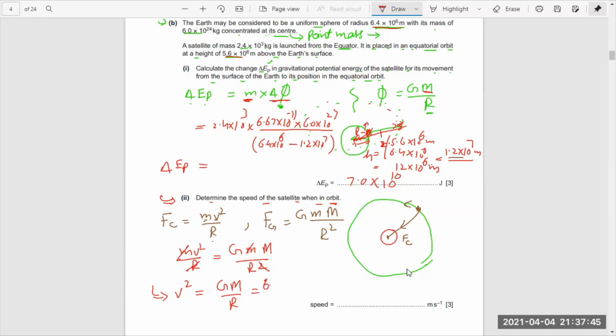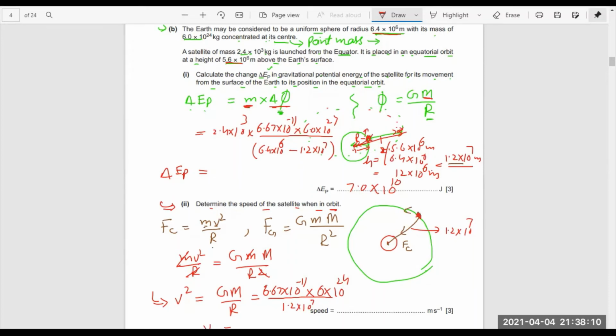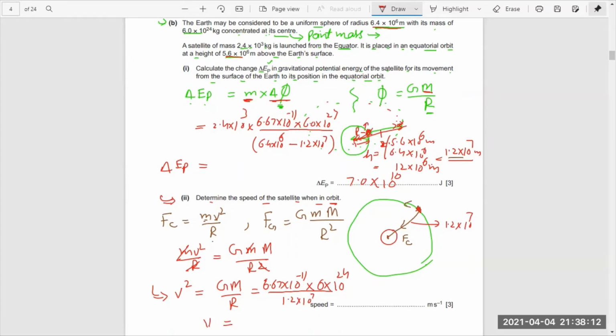G is the constant 6.67 into 10 raised to minus 11. And the mass of Earth is 6 into 10 raised to 24 kg. And please remember, this r is the distance from the center to the position of the satellite, which we have already calculated as 1.2 into 10 raised to 7 meters. Doing these calculations, we can get the value of the velocity, and this value is, no doubt, 5,800 meters per second.